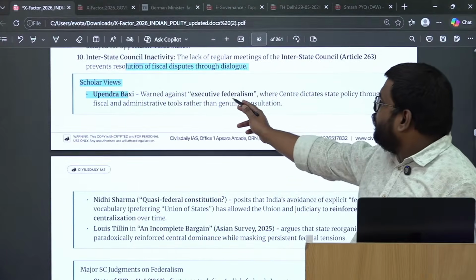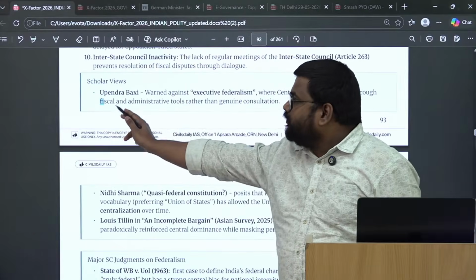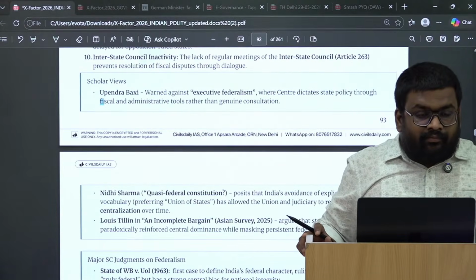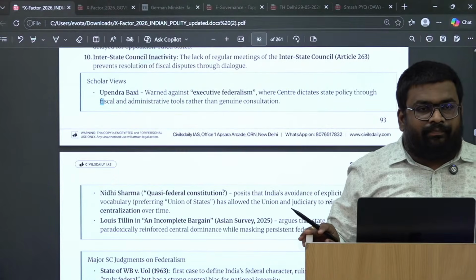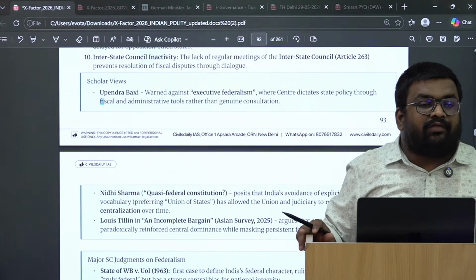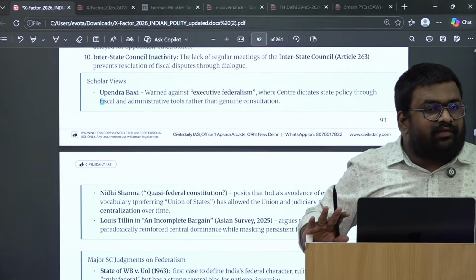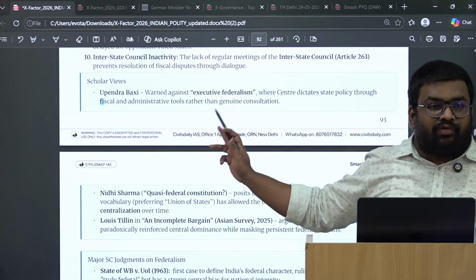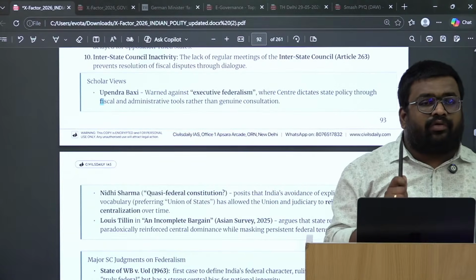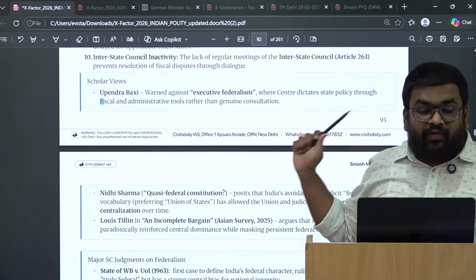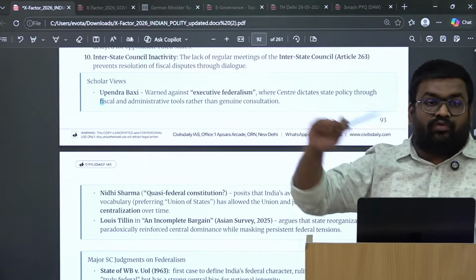So now, Upendra Baxi warned against executive federalism. So basically you can add this into the issues part. बस scholar लिखो, उनका view लिखो, just box the scholar. खत्म, your X factor is there in your answer. 0.5 extra. ठीक है, it's as simple as that. Everything is consolidated in a crisp and precise manner. All you have to do is understand where you have to focus, you need to remember those things, and you need to know how to use those things.